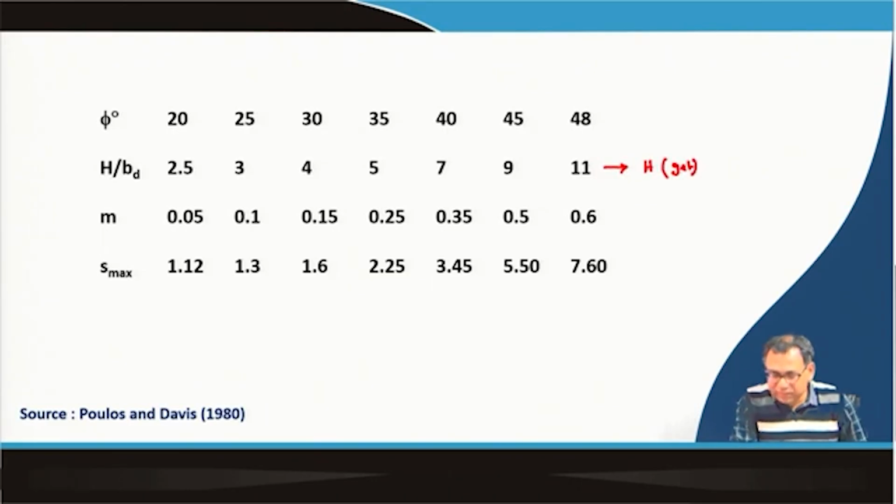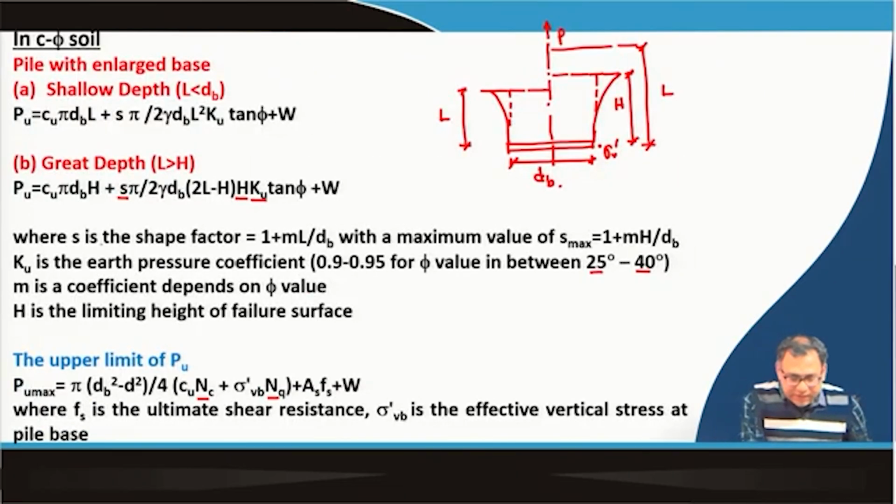So, we will get the H value from here, because we know the dB, and we will get the M value also here, and we will get the S max also here. So, once we get the M value and the H, then I will calculate the S from here also. I know the L, I know the dB, and I will get the M from this table. So, S is known. Once I get the H, I will check whether L is greater than H or not. If it is not, then I have to use the previous equation. And if L is greater than H, then I have to use this equation.